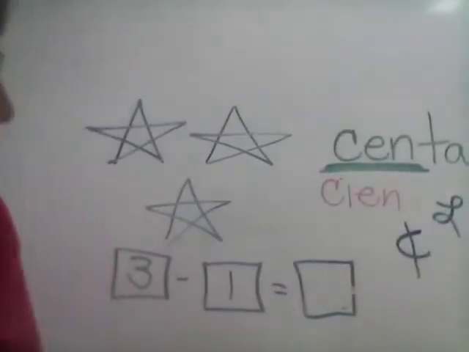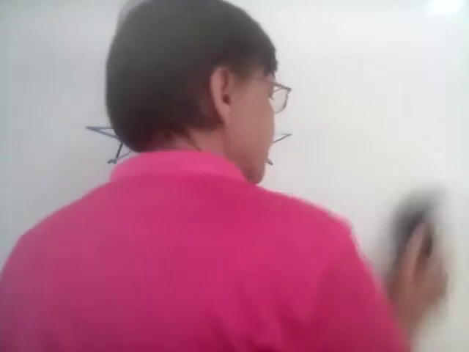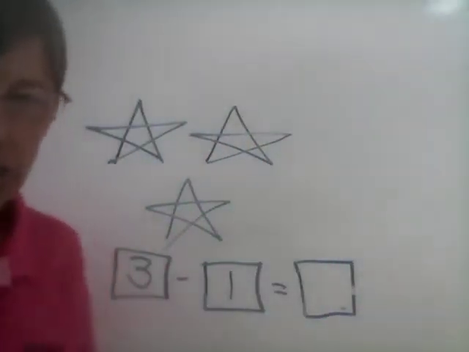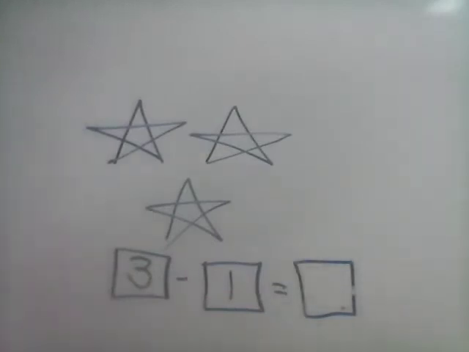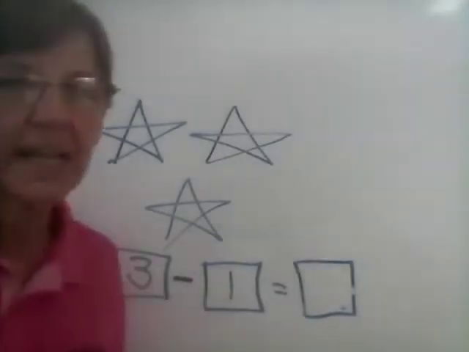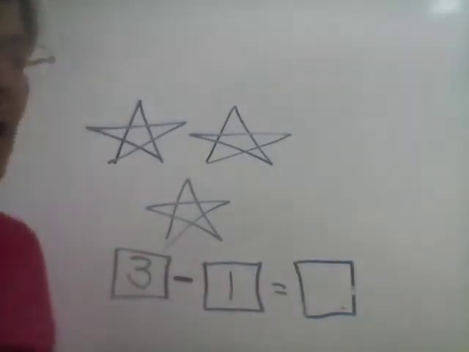Here we go. Let's get rid of our centavos. Okay, so here we go. We have 3 stars. And we say 3, take away 1. We can say take away. We can say minus. 3 minus.